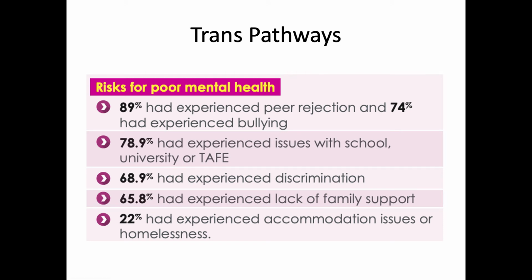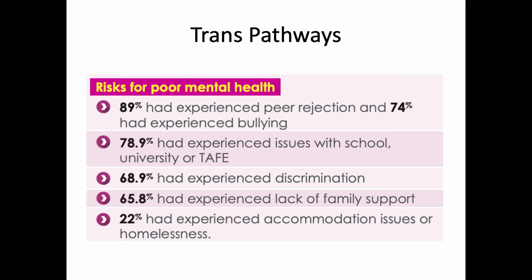So in this study, which was entitled Trans Pathways, we see some pretty alarming results. 89% of trans youth in Australia who were sampled had experienced peer rejection, and 74% had experienced bullying. Almost 80% had experienced issues with school, university, or TAFE, almost 70% had experienced discrimination, and well over half experienced a lack of family support.